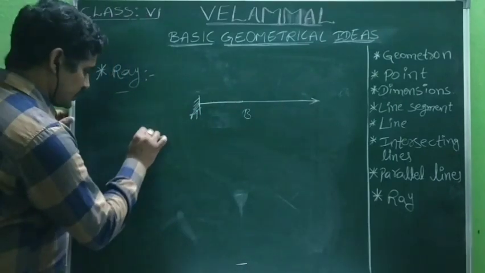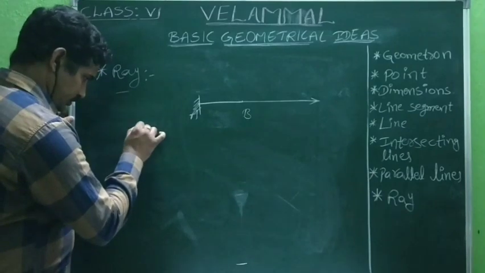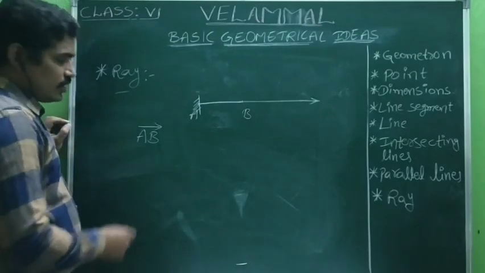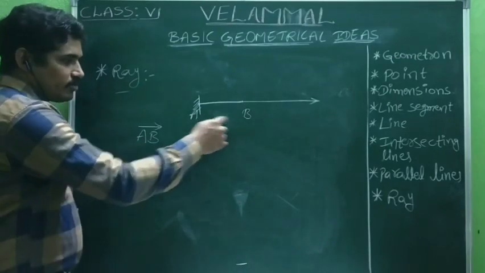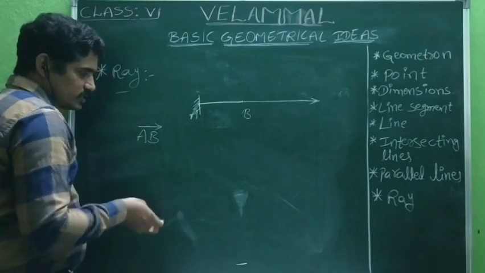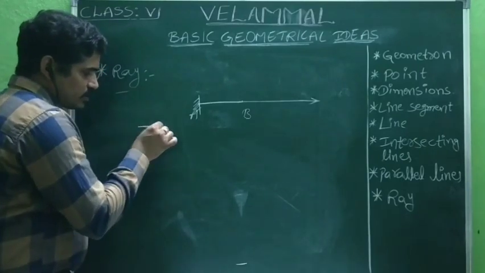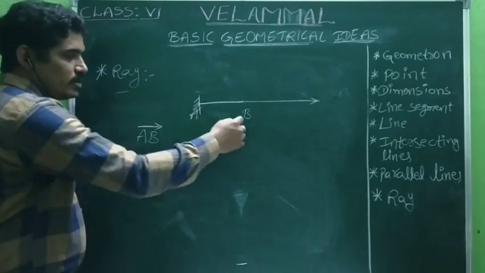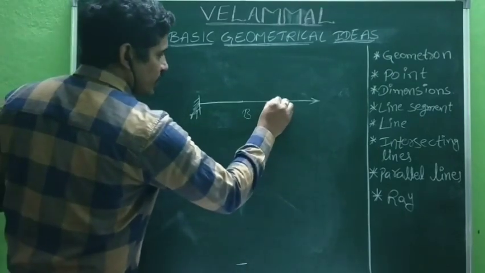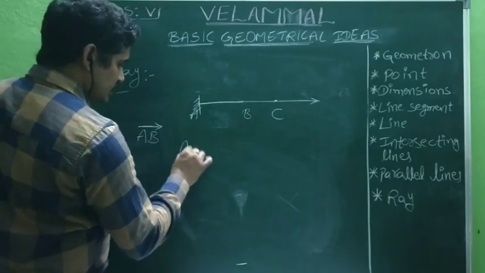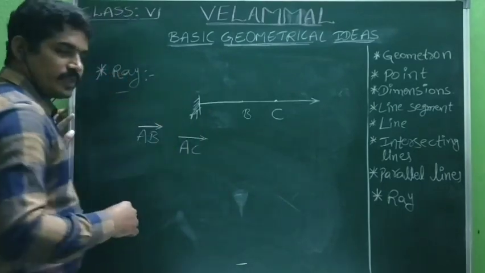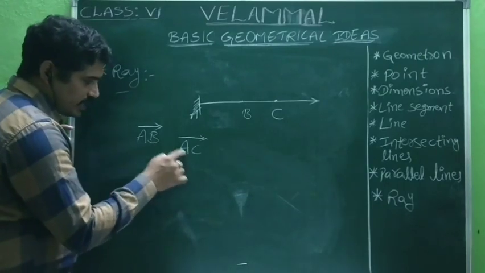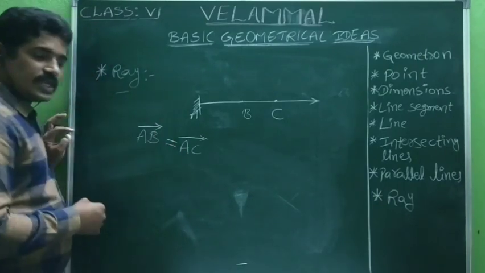This is called ray AB. We write the points we observed on that ray, AB, and keep the ray symbol over the names of the points. One more point I observed on the same ray, so now we can call this ray AC. Now AB and AC, both rays, we can say are equal rays.